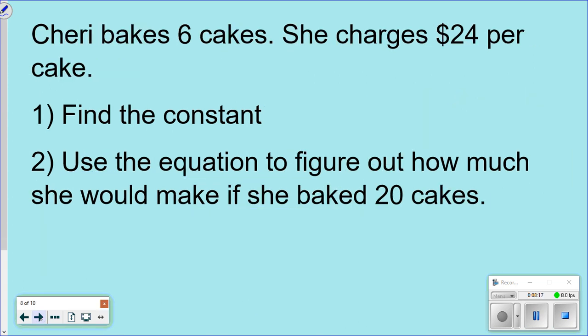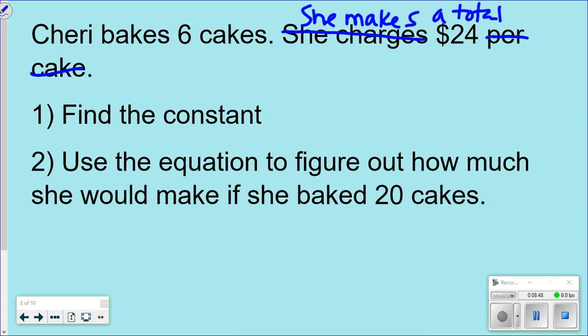Okay. All right, so Sherry bakes 6 cakes. She charges $24 per cake. I need to know what she makes per cake. I think this should say she makes a total of $24. There we go. That makes more sense. So she bakes 6 cakes. She makes a total of $24.